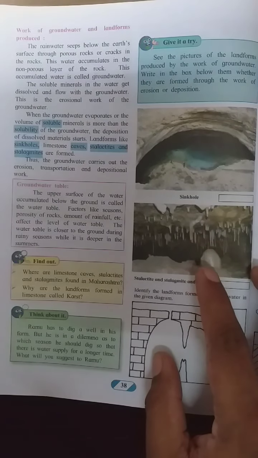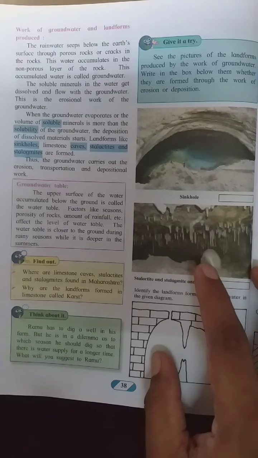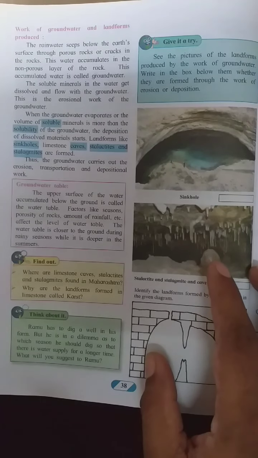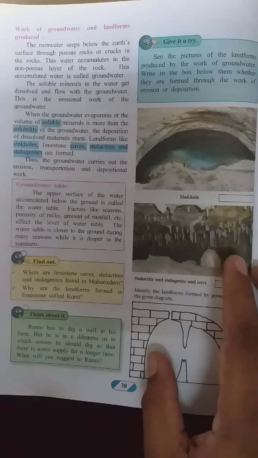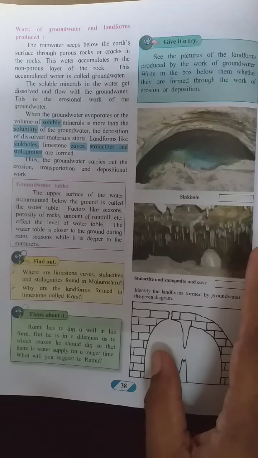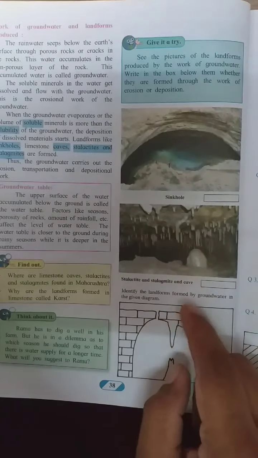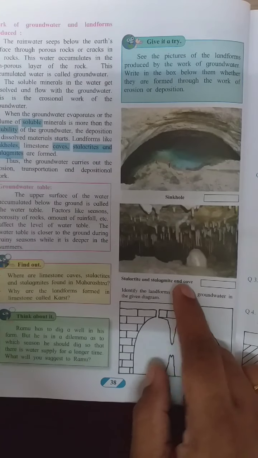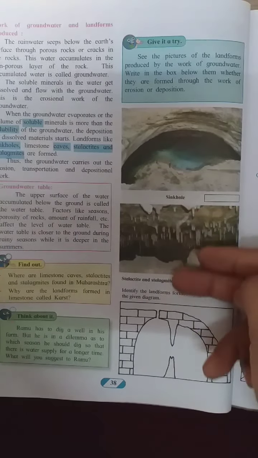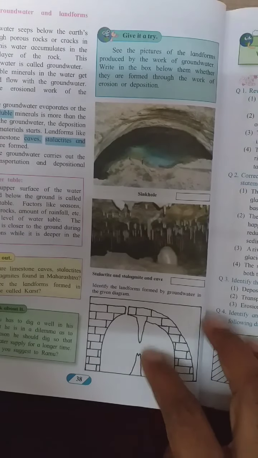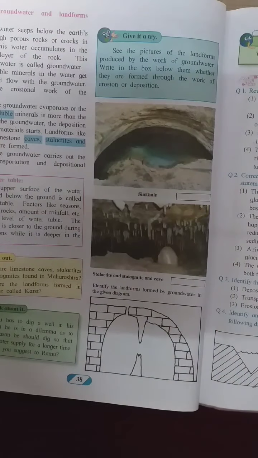Landforms like sinkholes, limestone caves, stalactites, and stalagmites are formed. Thus, the groundwater carries out erosional and depositional work. You can see over there, sinkholes are formed by groundwater. Then stalactites and stalagmites. From above you can see stalactites, and from below you can see stalagmites. Okay, this is stalactite and stalagmite.